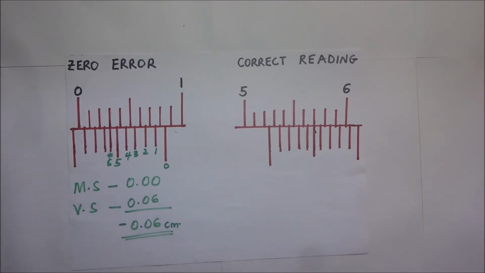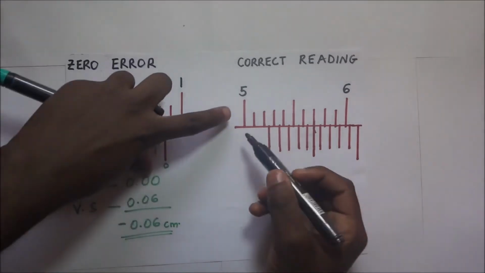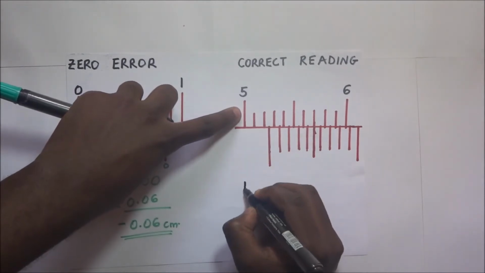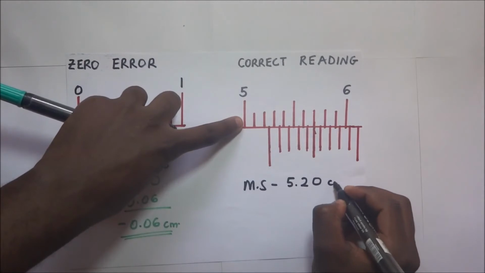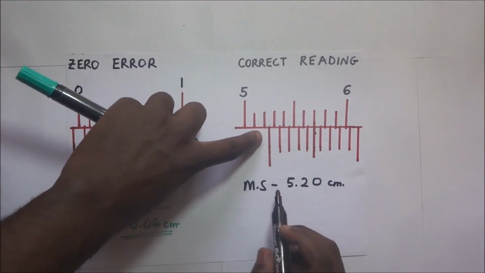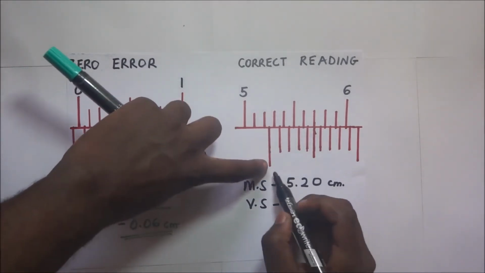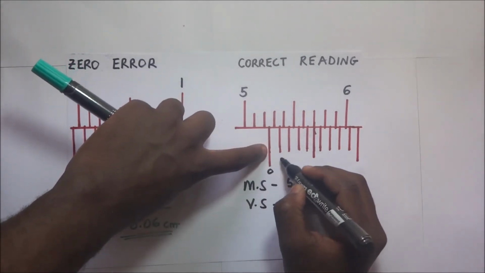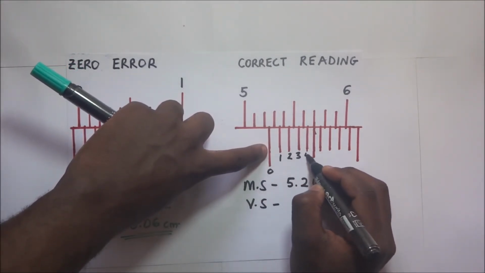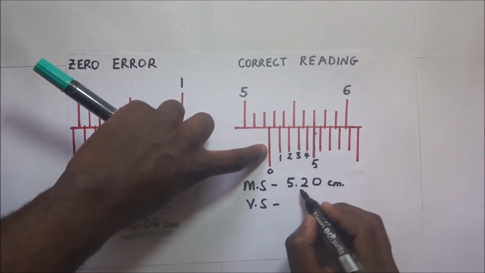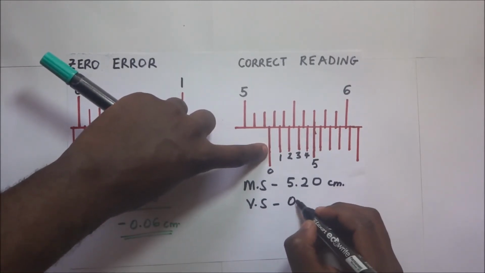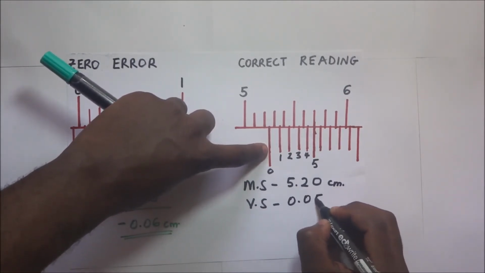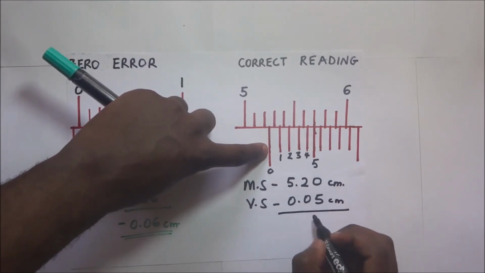So now to go ahead and find the correct reading of this, this is going to become 5.1.2. So the main scale reading is 5.1.2, 5.20 centimeters. Then the Vernier scale reading is going to become, this is of course 0, 1, 2, 3, 4, the fifth. So it's going to give us the second place of decimal, that is 5 times 0.01. It's going to be 0.05 centimeters.